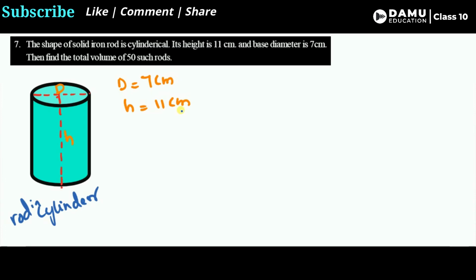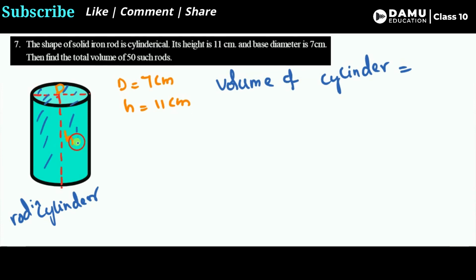First we have to find the volume of each rod. The volume of each rod will be equal to, the rod is in the format of a cylinder. So we need to write the volume of the cylinder. The volume of a cylinder is always the extension of one circle. The circle area is extended with the height. That is circle area into height, that is pi r square into h. So this is the formula for the cylinder.